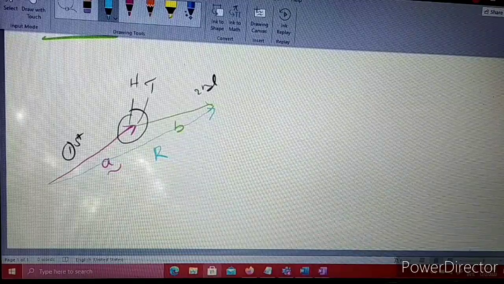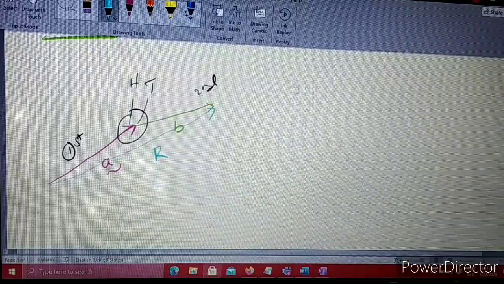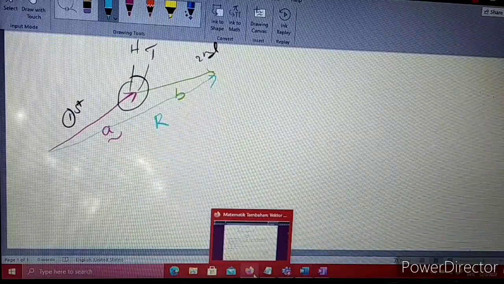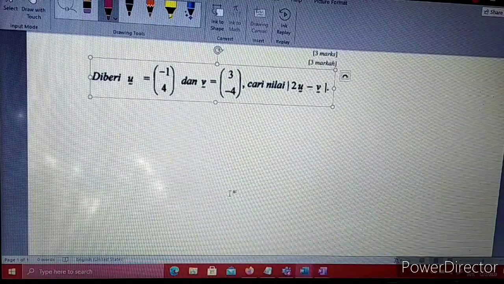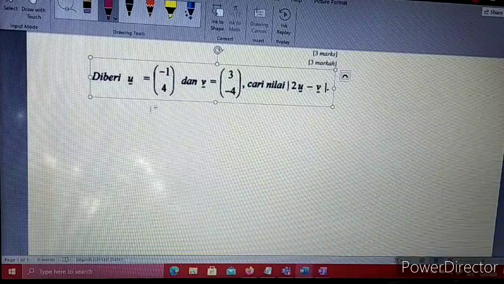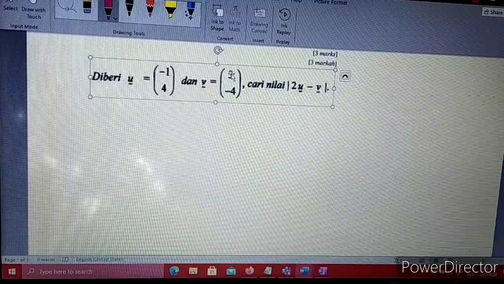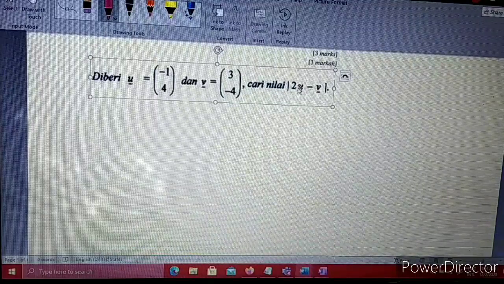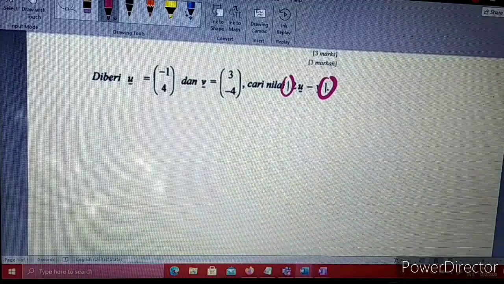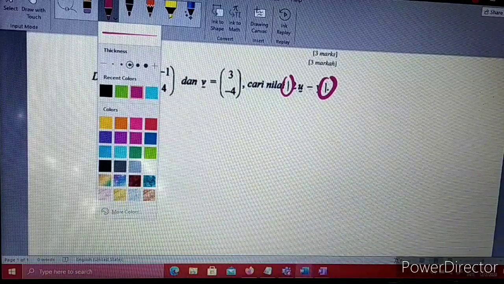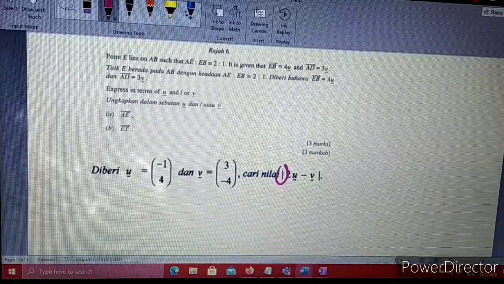Easy, right? So let's see the application. Let's see the question for you to have the intuition of it. Okay, this is the question. Given that vector u is in matrix form, and vector v is this. Find the value of, so you can see over here, this is the modulus, so it means magnitude. So let us find first. This is the second question.